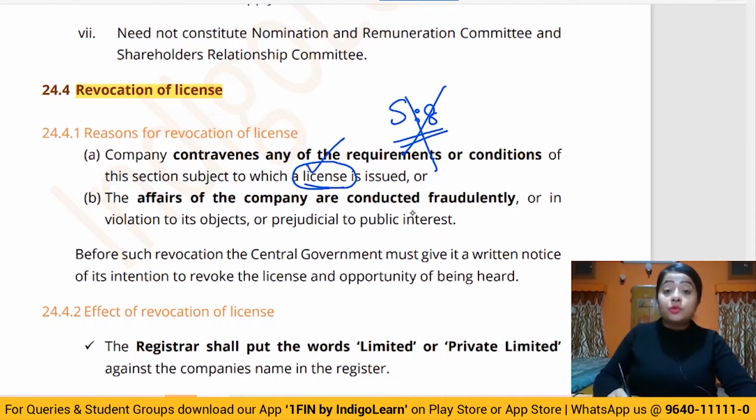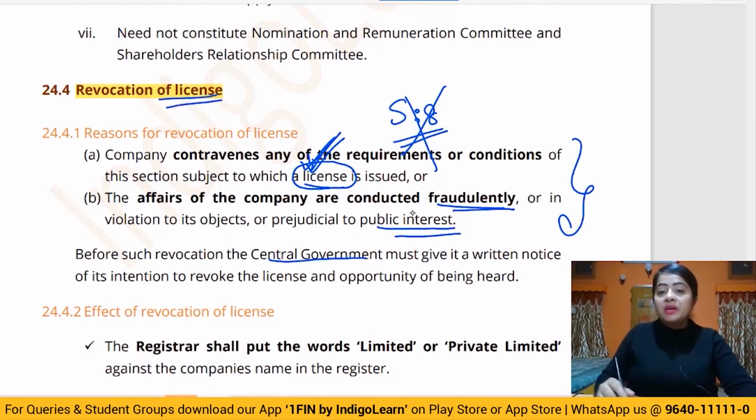Now, what if the company does not follow the rules and regulations stated in the license? Okay, or what if the company is acting fraudulently or against public interest? In any of these situations, the central government has the power to revoke the license. Okay, the license of the Section 8 company can be cancelled.